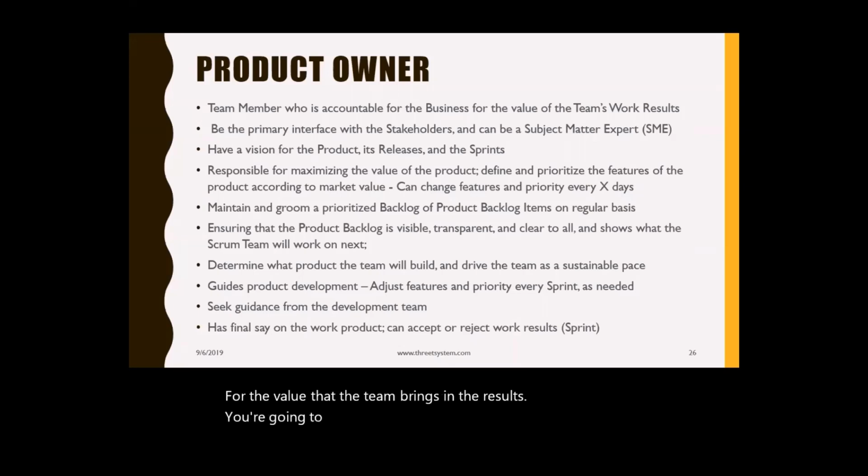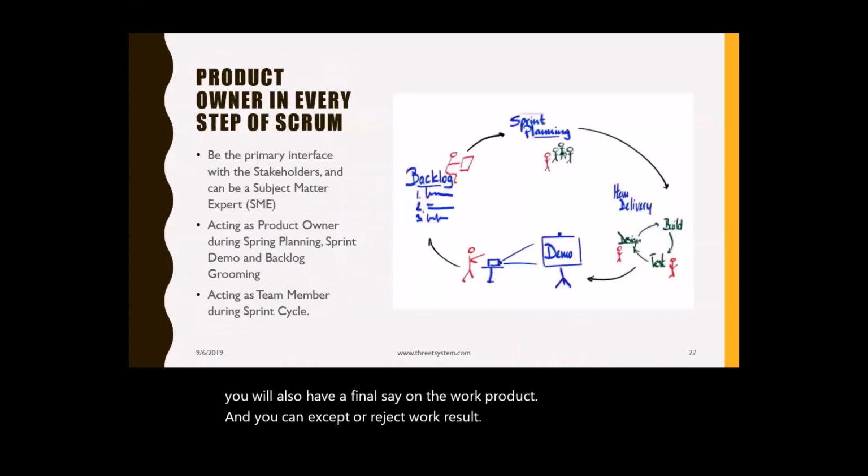You're going to be the primary interface with the stakeholders and can be the subject matter expert. You will have the vision for the product, its releases and sprints. You're going to maintain and prioritize the backlog. You're going to determine what product the team will build and drive the team at a sustainable pace. You're going to seek guidance from the development team, and you will also have a final say on the work product. And you can accept or reject work results.